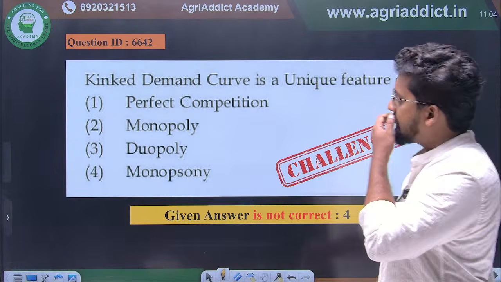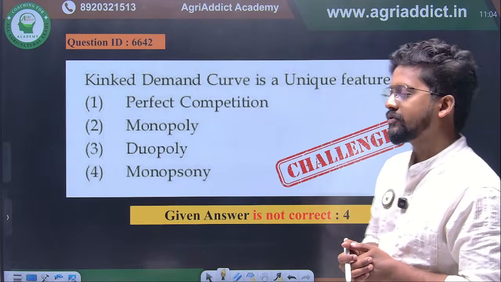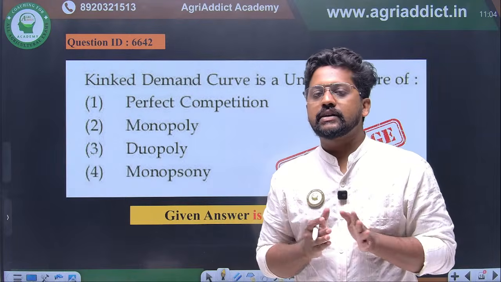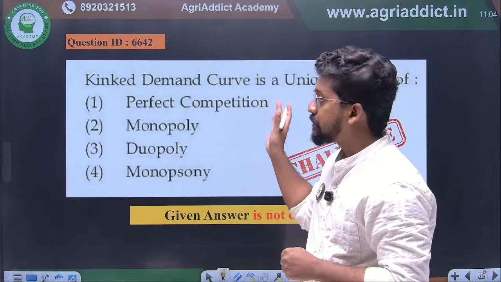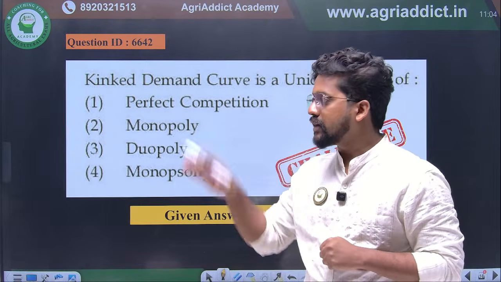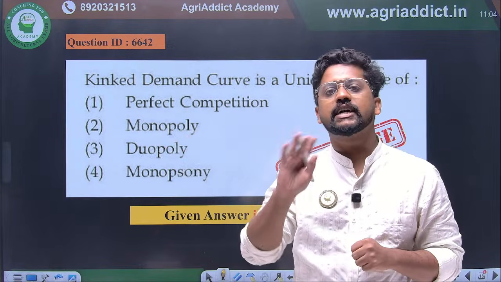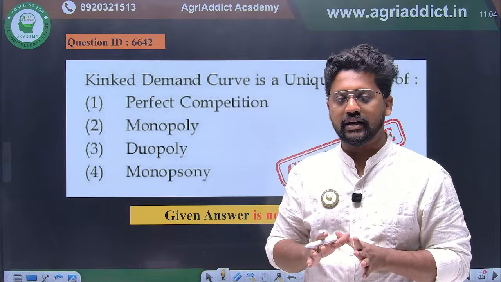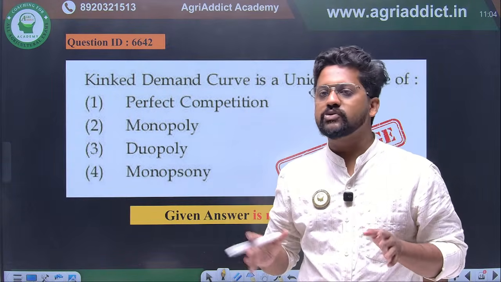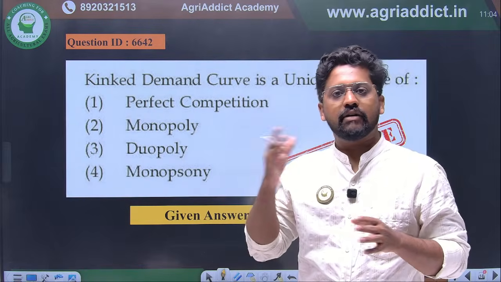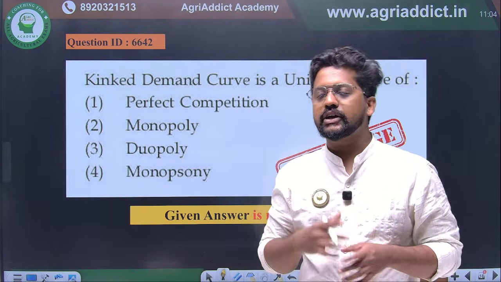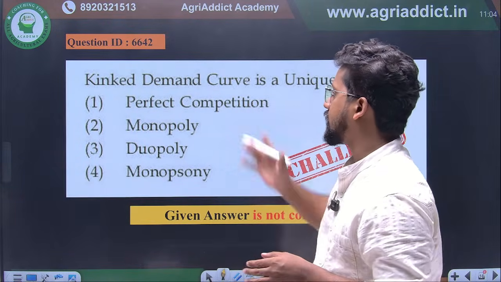Okay, next question. Kinked demand curve is a unique feature of... when we studied the concept of oligopoly in market structure, this is a separately taken portion, which we study only for a single market, that is none other than the oligopoly market. The model was given by Paul Sweezy, and the rest of the things like the upper elasticity, lower elasticity, and why the marginal revenue curve is discontinuous, all the things we have studied in the case of the kinked demand curve, right?